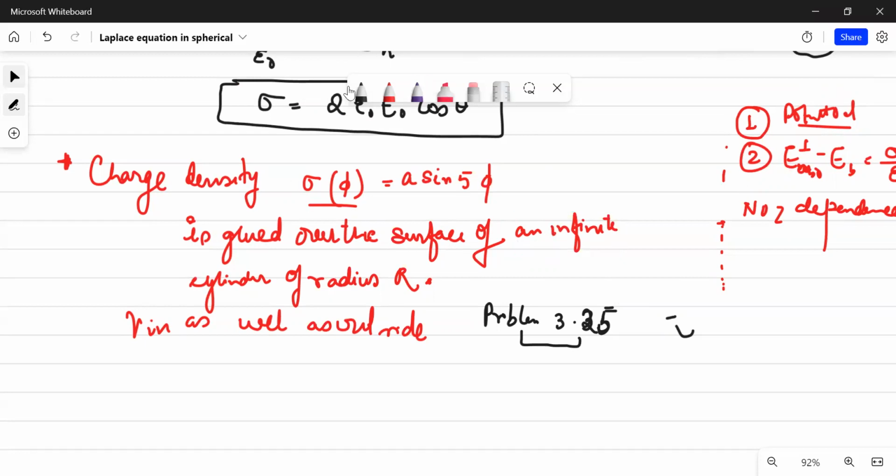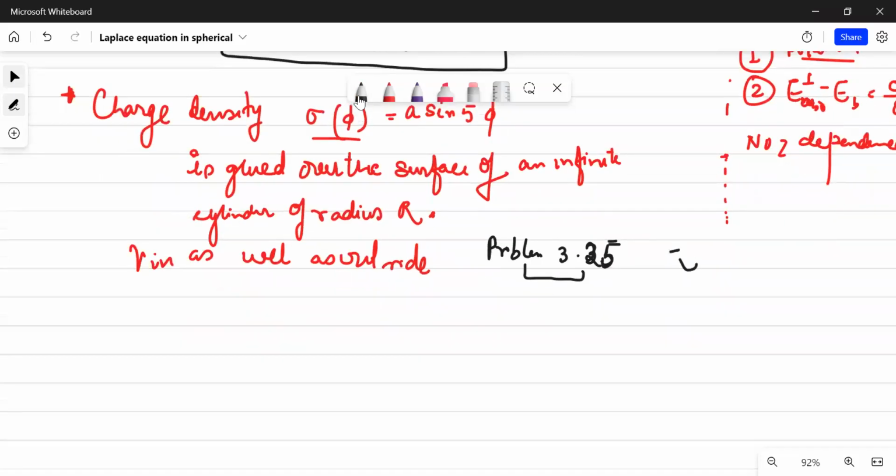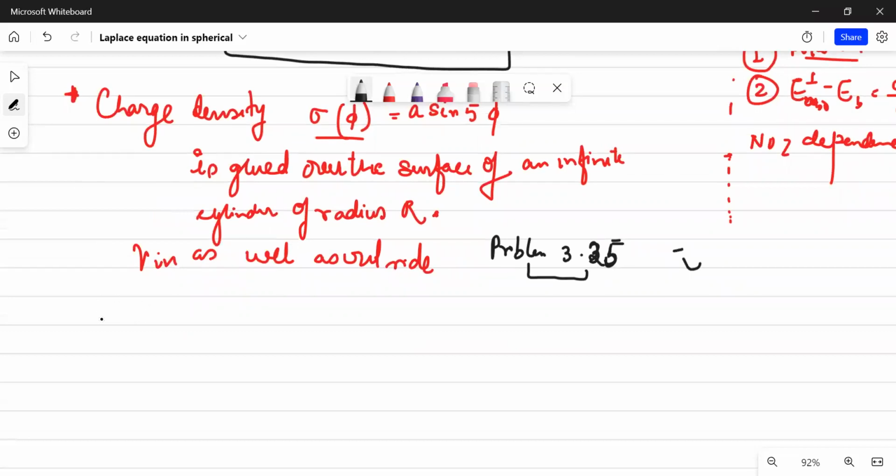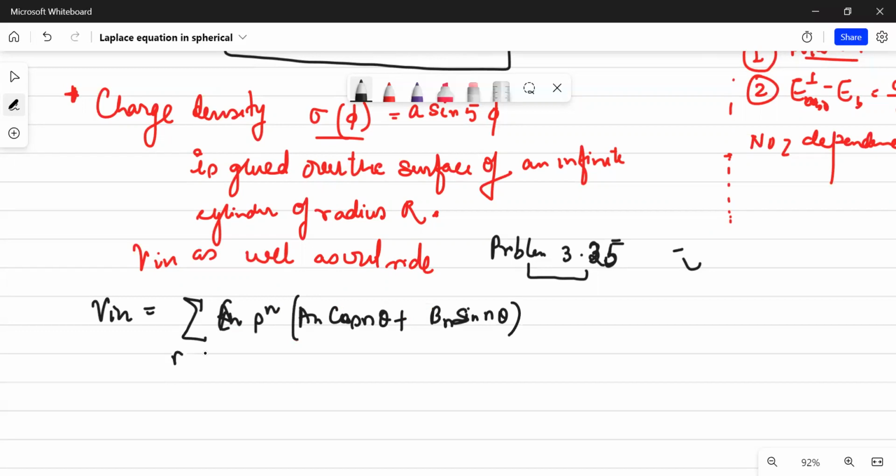Okay, so your inside, I'll write it here. If you want to write the inside potential, now the inside potential will be given by summation. I think this will be like summation, and then there would be some term like, what was it, rho n, and there was some term. So here it was Cn in our case, Cn rho^n into cos n theta plus Bn sin n theta, where n belongs to natural numbers. So your inside potential is given by this.